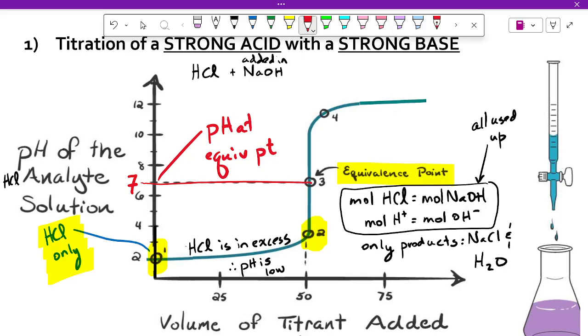And what is happening after 0.3 and 0.4, what species is in excess? NaOH is in excess.